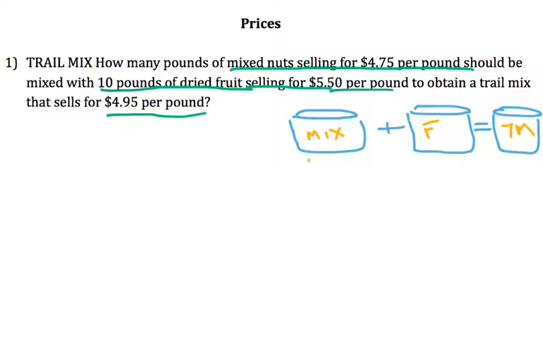And if I pull out all the information, this is going to be $4.75, $5.50, so apparently fruit's more expensive, and $4.95. So I'm teaching you a strategy, and that's showing two different containers getting combined to make a mixture that's going to average out to a different, lower price. Scanning back through the problem, it asks how many pounds of the mixed nuts, which means this would be our variable. So I'll go ahead and put an X there.